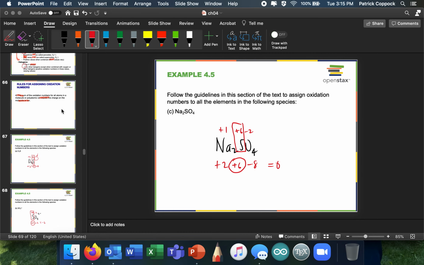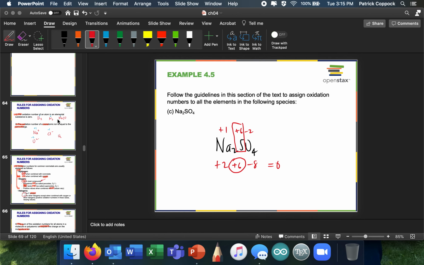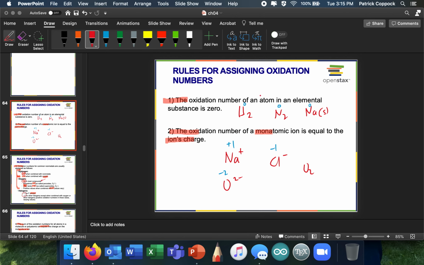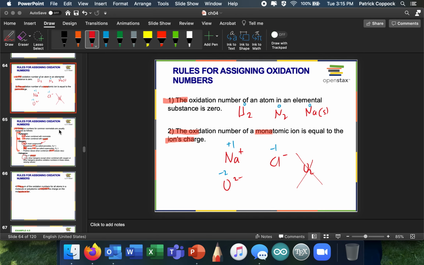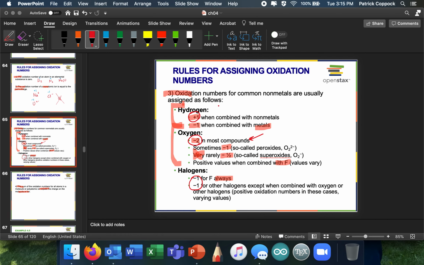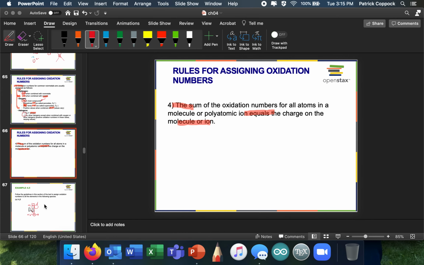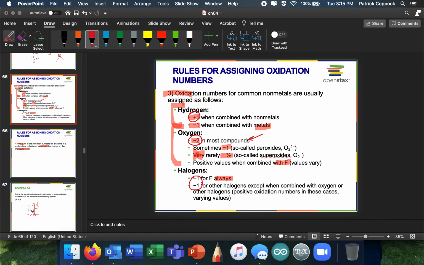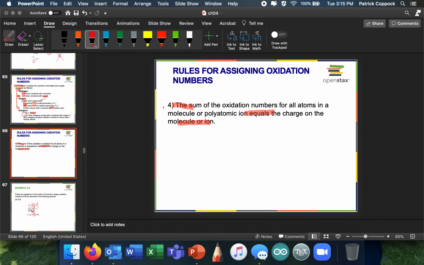So that's the method that we're going to use for assigning oxidation numbers. Again, the oxidation number of an atom or element in its elemental state is 0. The oxidation number of a monatomic ion is equal to the ion's charge. Rule number 3 is probably the most important: hydrogen is typically +1, oxygen is -2, and halogens are typically -1. And finally, the sum of all the oxidation numbers is going to equal the charge on the ion or molecule. All right, let's go practice it.